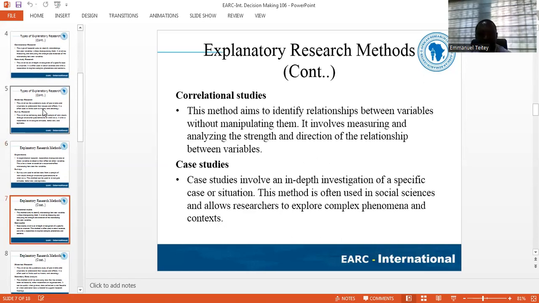Correlation studies. This method aims at identifying relationships between the variables without manipulating them. It involves measuring and analyzing the strength and the direction of the relationship between the variables. Then we have case study. Case study involves an in-depth investigation of a specific case or situation. This method is often used in social science and allows researchers to explore complex phenomena and contexts.